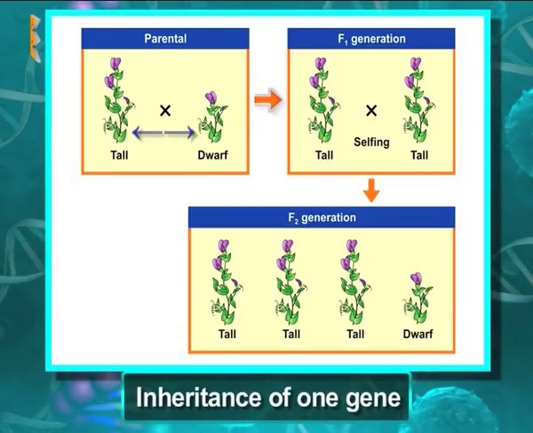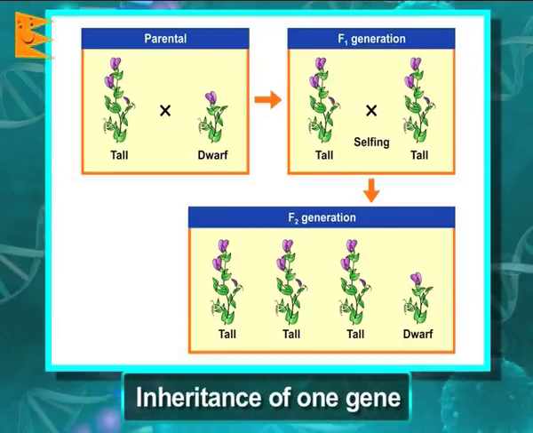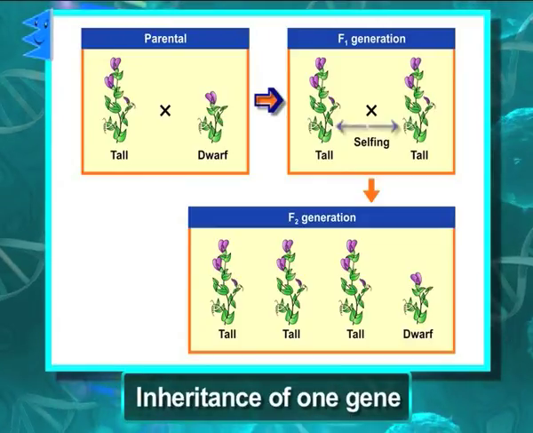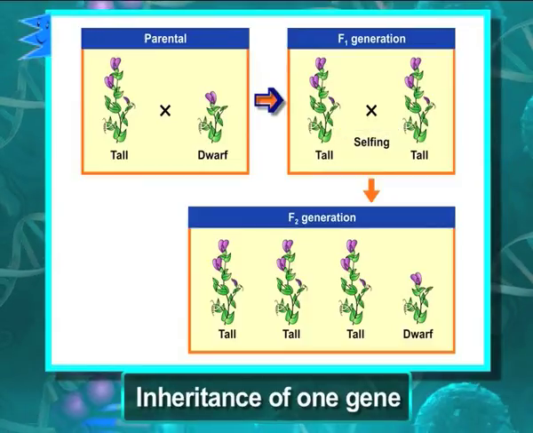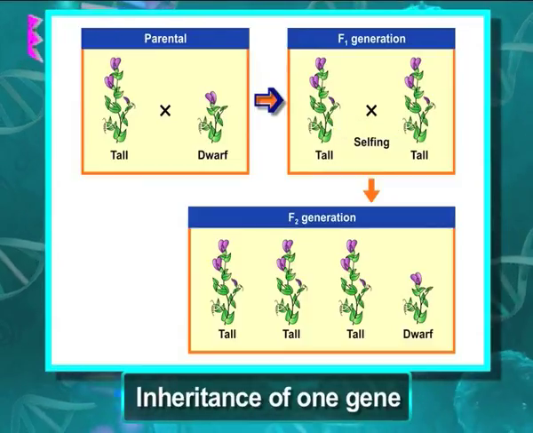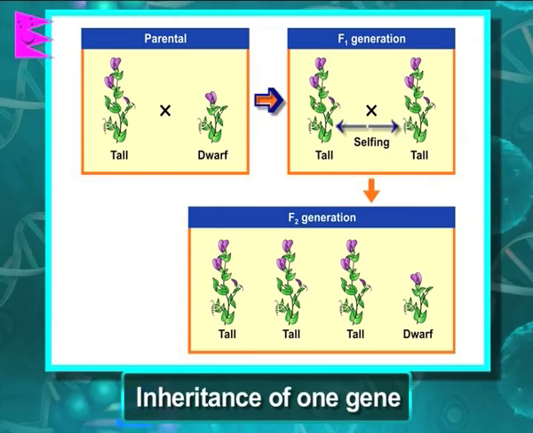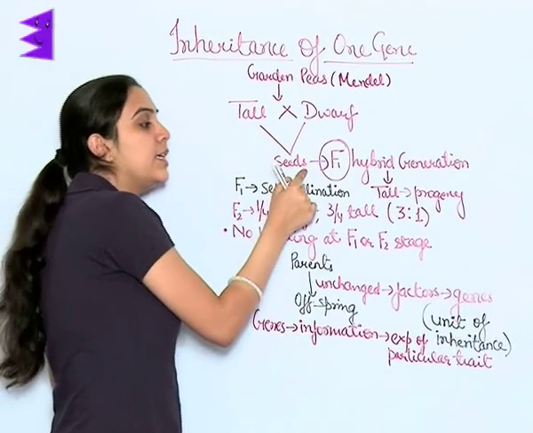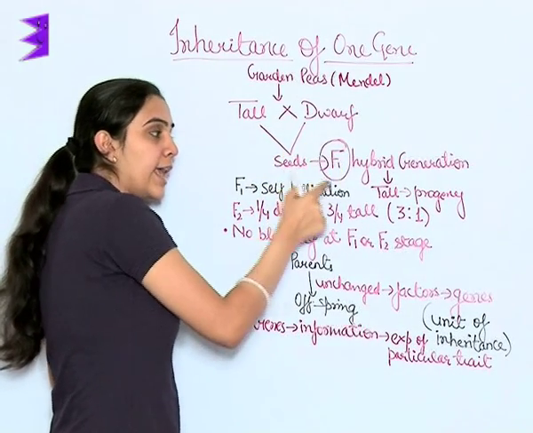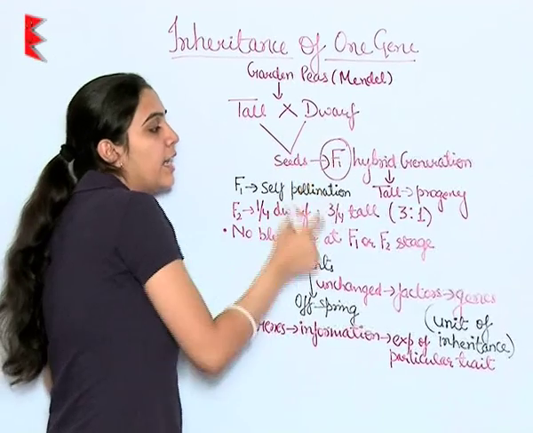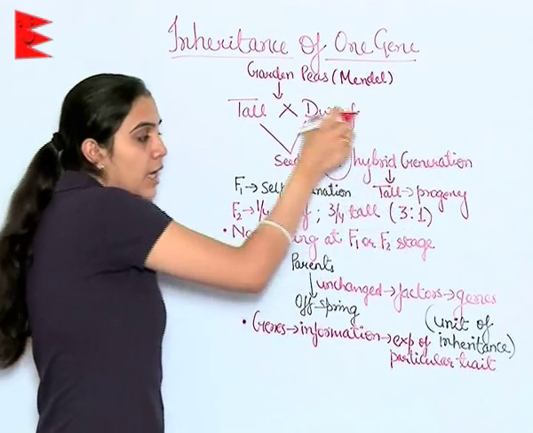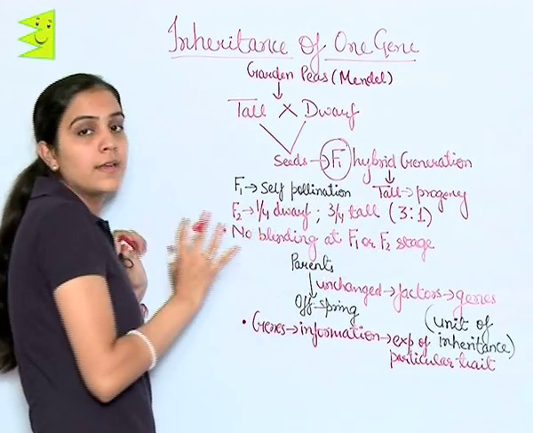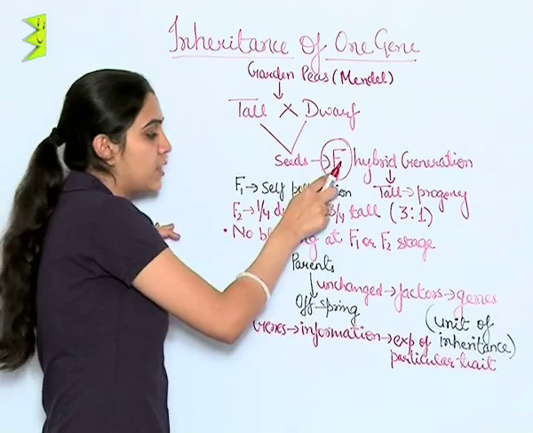When these seeds were grown, the F1 hybrid generation was found to be all tall. That is, no plant was found to be dwarf. He crossed tall with dwarf and collected the seeds. These seeds were cultivated, and this was the F1 hybrid generation. All the progeny were tall. The dwarf character is not shown at the F1 stage.